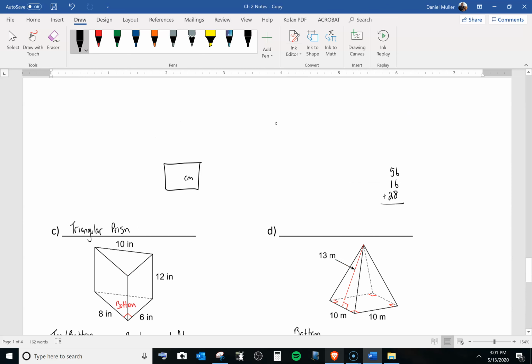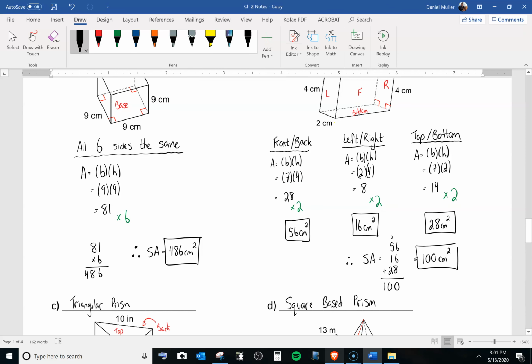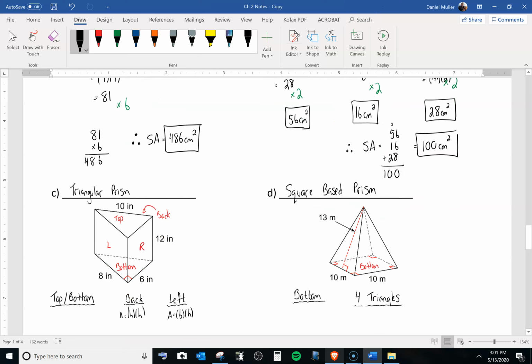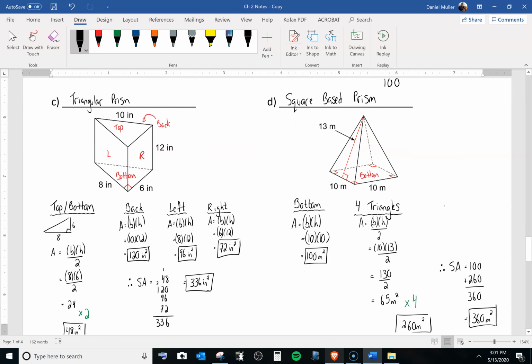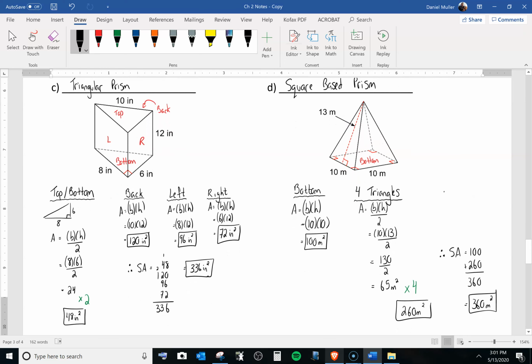These ones, however, that we did at the beginning, one was a cube, one was a rectangle based one, and then we've got a triangle prism and a square prism. And those are the ones that we just did. So no circles there, which is why I think they're a little bit easier.